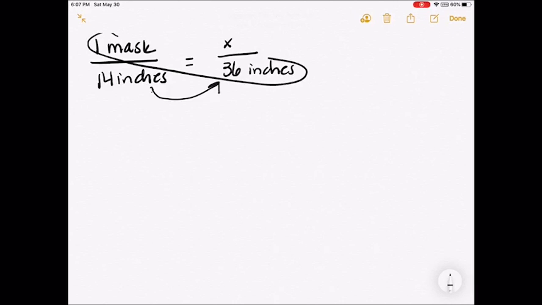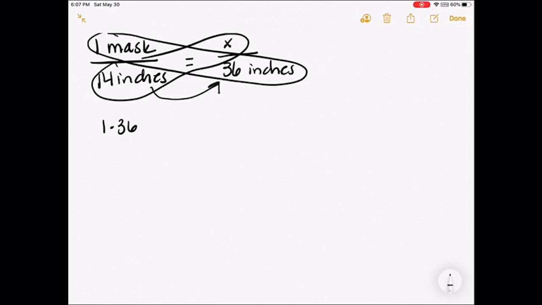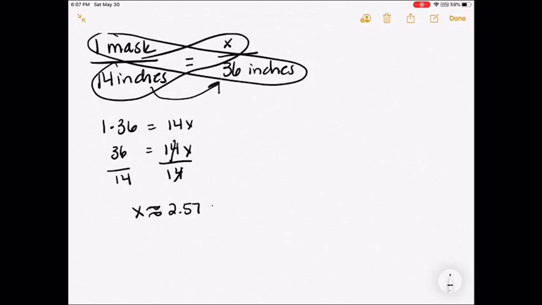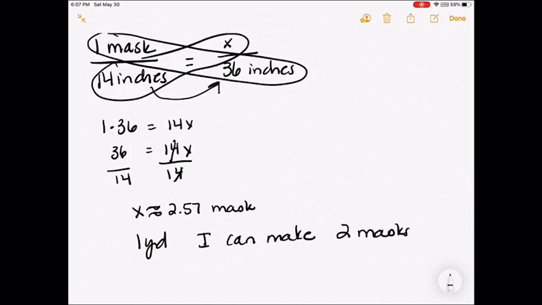So I'm going to multiply 1 by 36. And then I'm going to multiply 14 by x and set those equal to each other. So 36 equals 14 times x. Divide both sides by 14. Those will cancel, and x is equal to 2.57 masks. Well, I can't really make part of a mask, so with 1 yard, I can make 2 full masks. So I'm going to put that down.